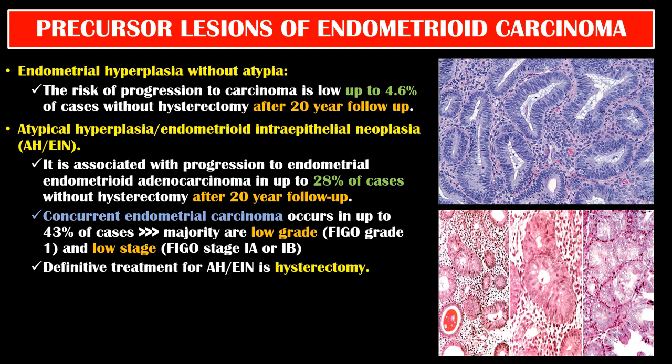Definitive treatment of atypical hyperplasia, endometrioid intraepithelial neoplasia, is hysterectomy. Progestin therapy is used for fertility preservation.